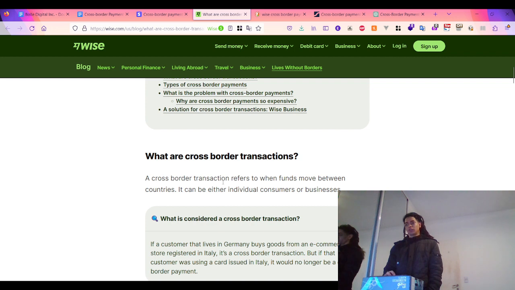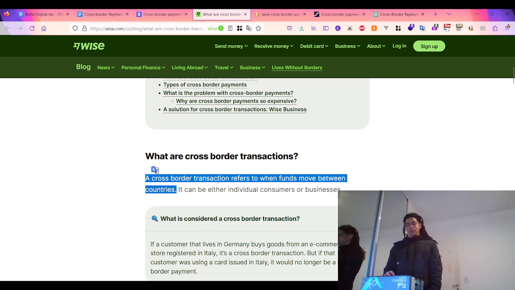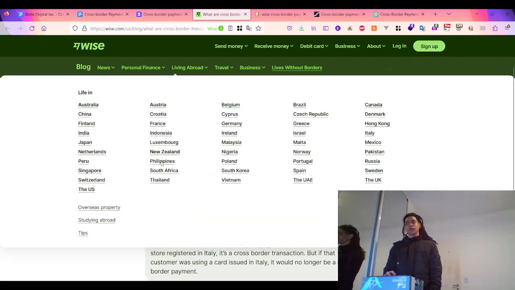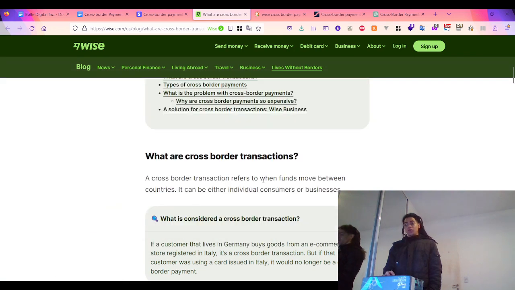A cross-border transaction refers to when funds move between countries. Period. Simple. According to the WISE, Stripe here, it's a financial transaction that occurs between parties located in different countries, or refers to the movement of funds between countries. It can be either individual consumers or business.